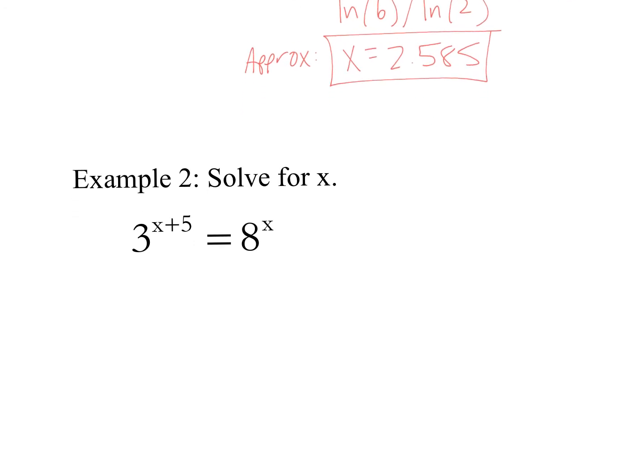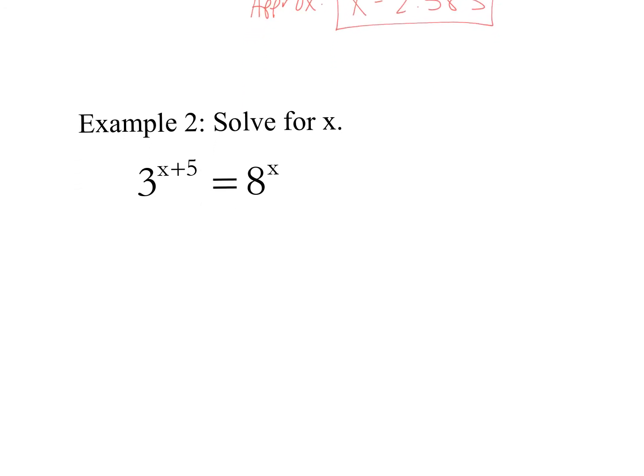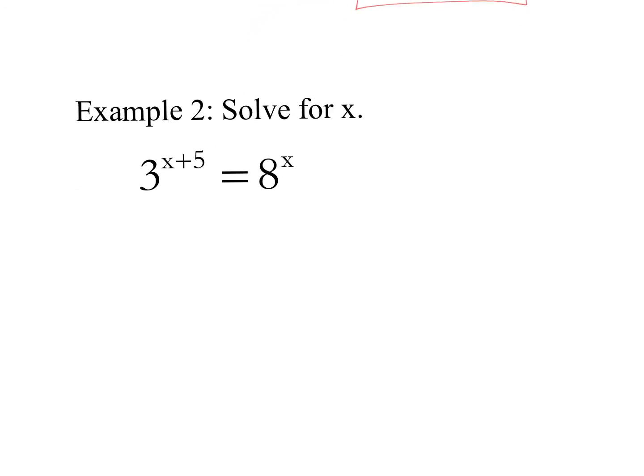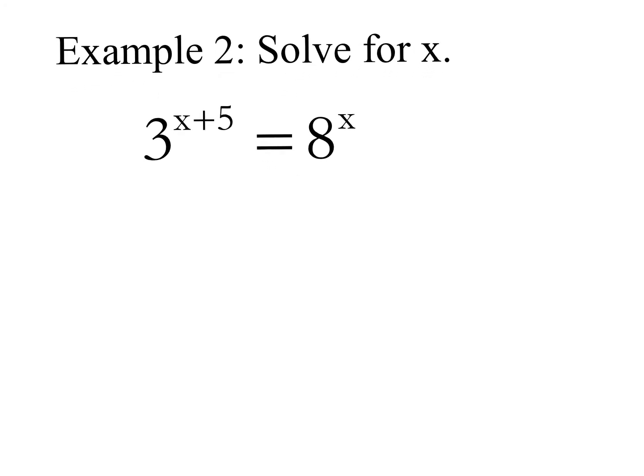Number 2. Next one I'm going to write. So there's no way to rewrite both of these with the same base. Yeah, I know that 8 is 2 to the third, but there's a 3 on this side, and that would make a 2 on this side. There's no way to rewrite these. So what we are going to do right away is ln both sides.